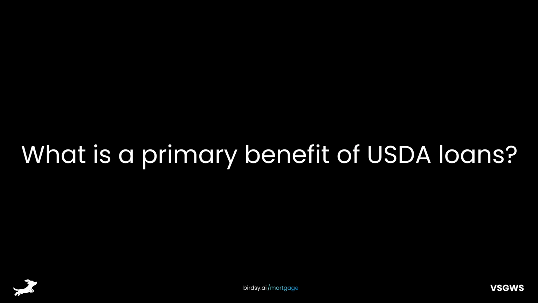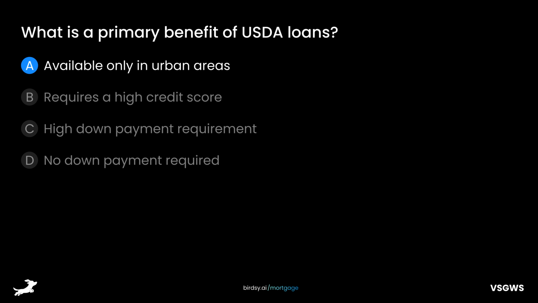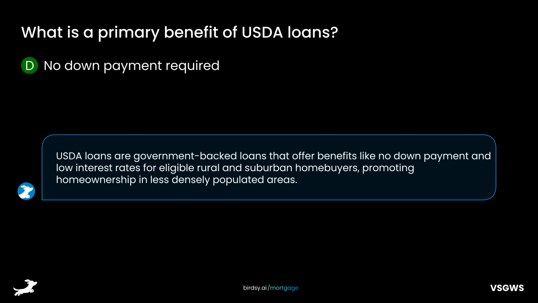What is a primary benefit of USDA loans? Is it A, available only in urban areas, B, requires a high credit score, C, high down payment requirement, or D, no down payment required? The answer is D, no down payment required. USDA loans are government-backed loans that offer benefits like no down payment and low interest rates for eligible rural and suburban homebuyers, promoting homeownership in less densely populated areas.